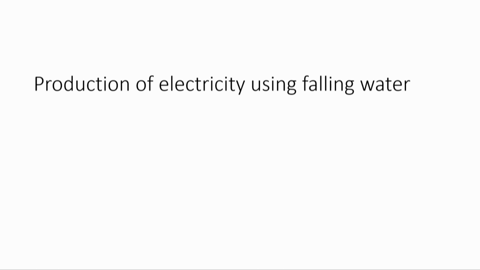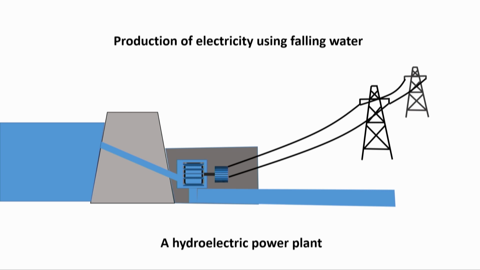Let us now see how electricity is produced using falling water. Electricity is produced using falling water in a hydroelectric power plant. A hydroelectric power plant consists of a dam, which is built to obstruct the flow of a river such that a lake or reservoir is formed. The water in the reservoir is then allowed to fall down to a turbine. The falling water turns the turbine, which turns a generator, which produces electricity.